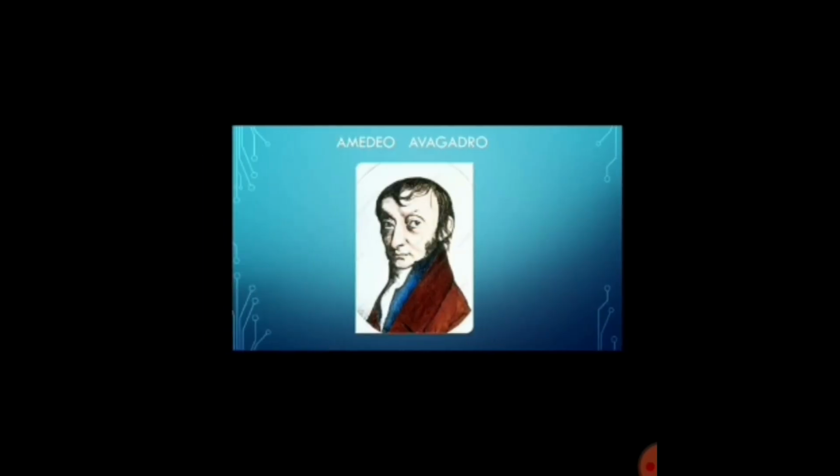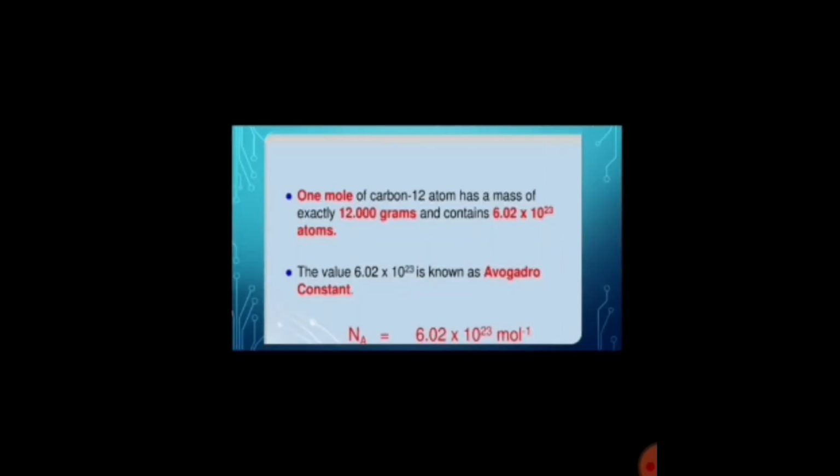This is Amedeo Avogadro. He proposed the value 6.023 into 10 to the power 23. This is called Avogadro number. The Avogadro number is denoted by Na, that is equal to 6.023 into 10 to the power 23 per mole.